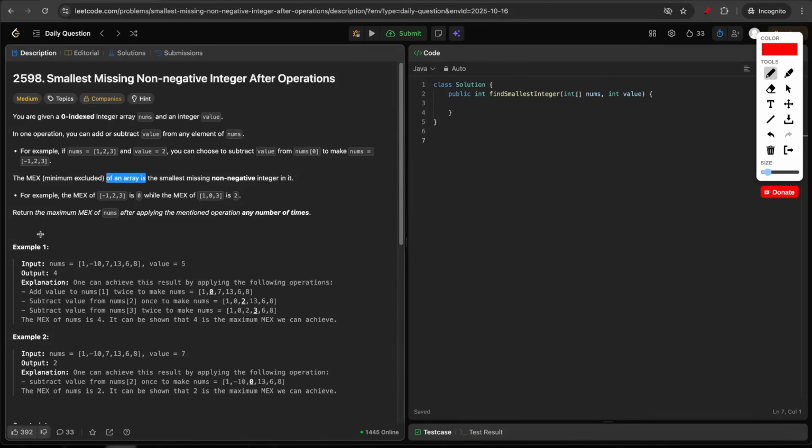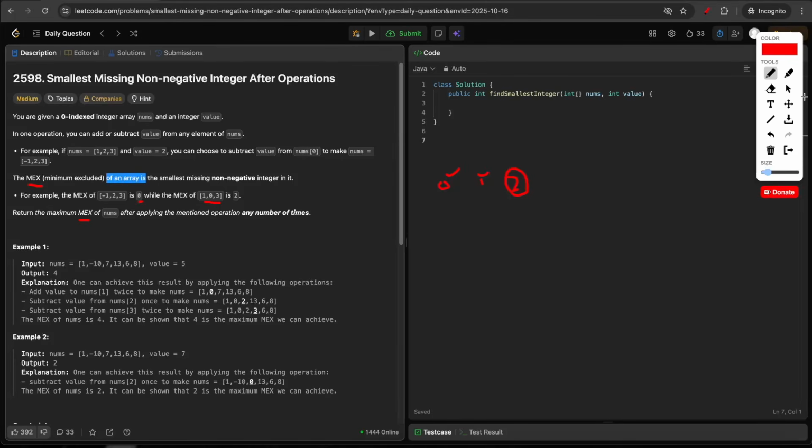So suppose if you have an array and the MEX of this array is 0, because in this array the smallest non-negative number that is missing is 0. And the MEX of this array will be 2 because if you see, 0 is present, 1 is present, 2 is missing. So 2 is the smallest non-negative integer that is missing from this array. So this is the definition of MEX. And you just have to return the maximum MEX of nums after applying the operations any number of times.